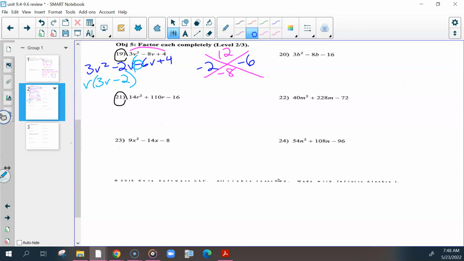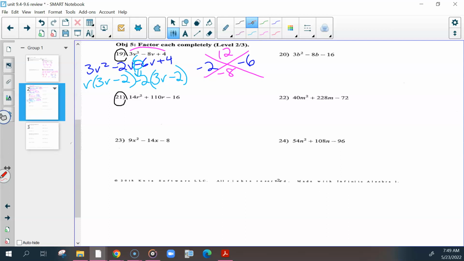But this would be negative, since this is negative. So if we divide out a negative 2, what would be left? Negative 6v divided by negative 2, what would that be? 3v. And 4 divided by negative 2 would give us negative 2. Our insides are the same, so that would be one of our factors.